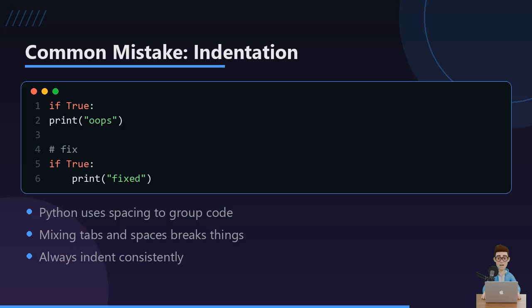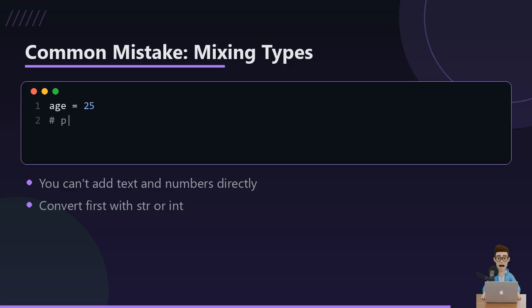In short, if your code looks aligned but still errors, check your indentation. Another classic trap is trying to glue a number straight onto some text. Python will refuse and throw an error because it does not know how to add a word and a number together. The fix is to convert the number into text first using str, then it joins just fine. In short, when Python complains about mixing types, wrap the number in str before combining it with a string.